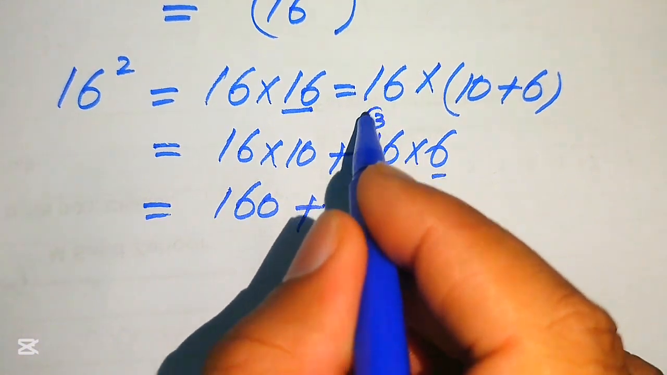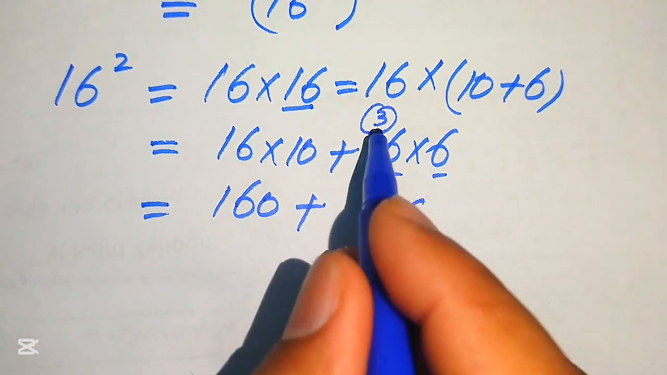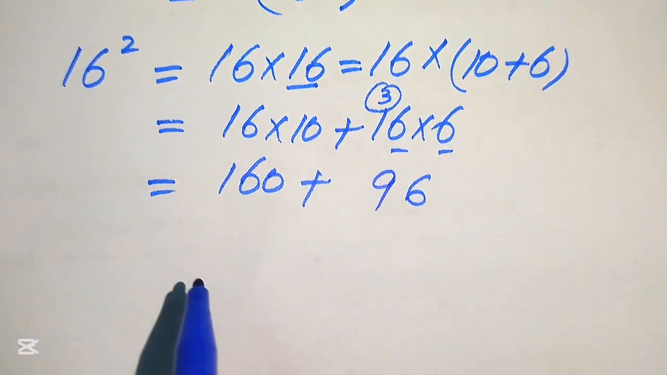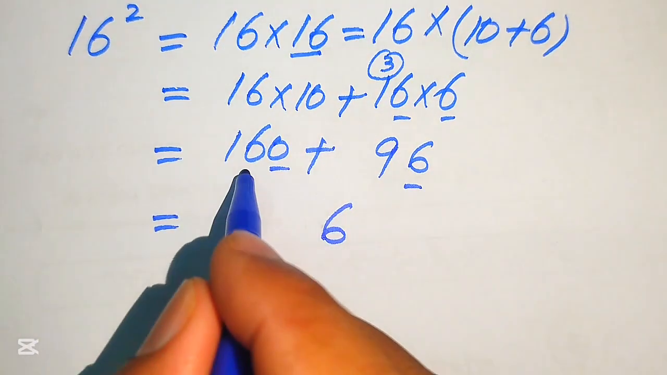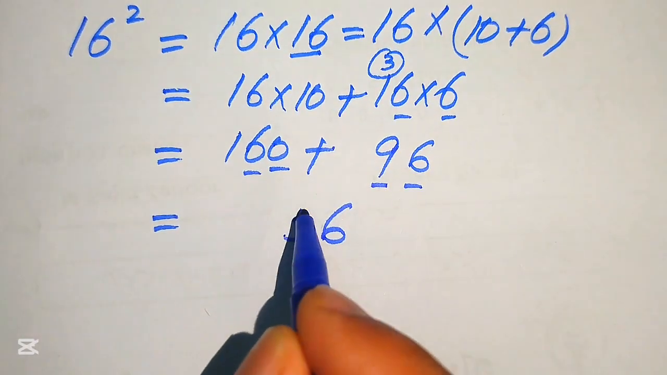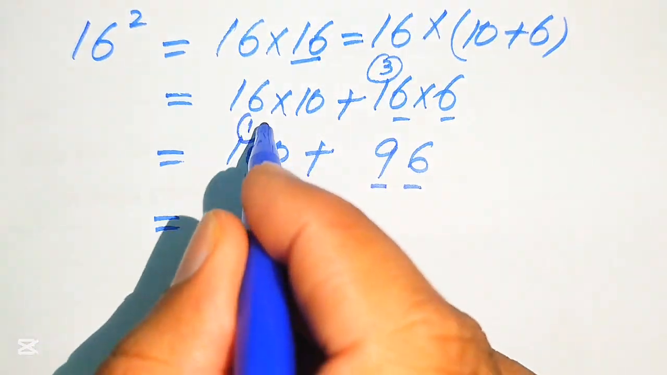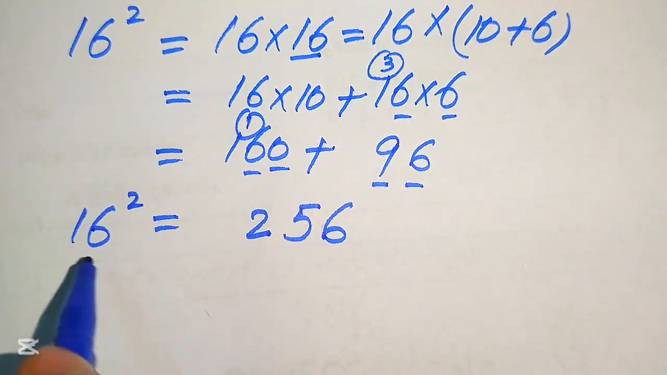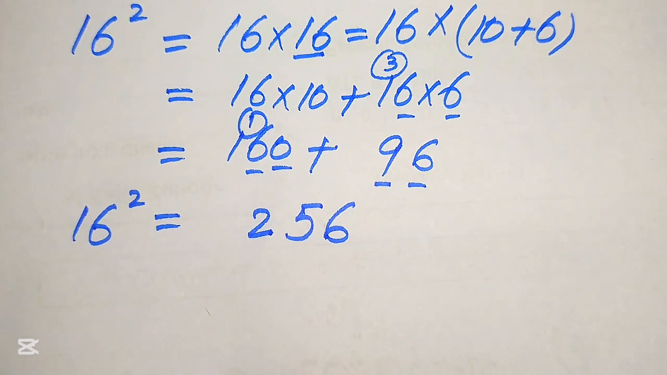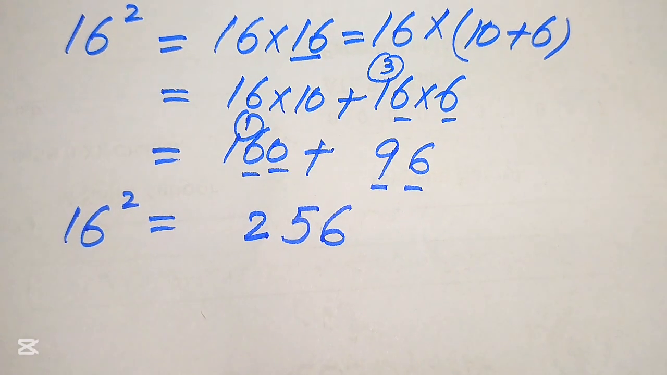We write 6 and carry 3. 6 ones are 6. 6 plus 3 becomes 9. So in the next step we have 0 plus 6 becomes 6, and 6 plus 9 becomes 15. We write 5 and carry 1. So 1 plus 1 is equal to 2. It means that 16 squared is equal to 256.